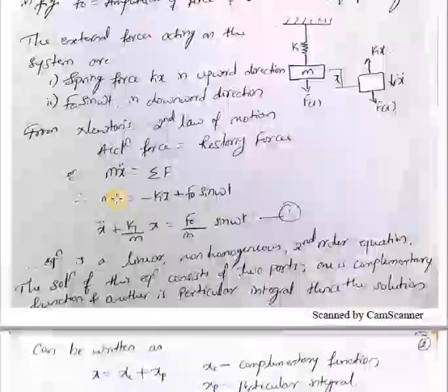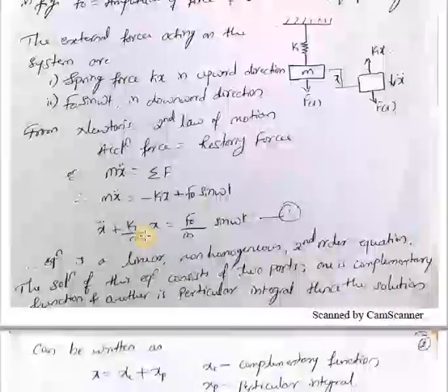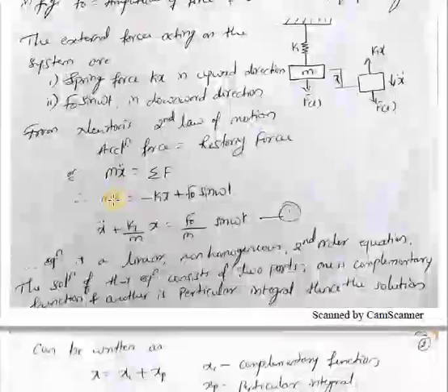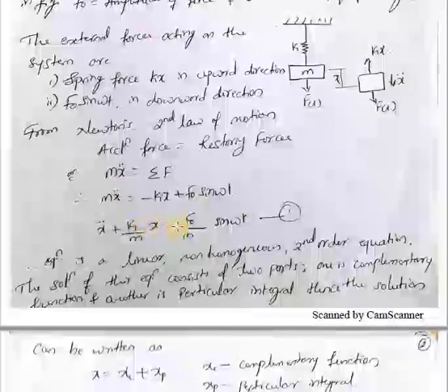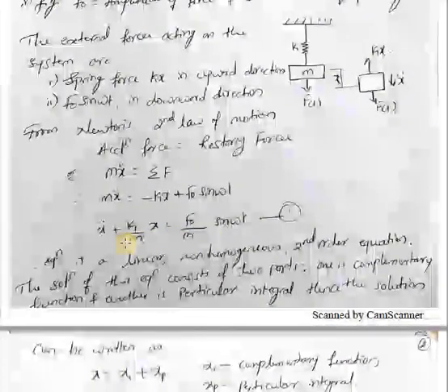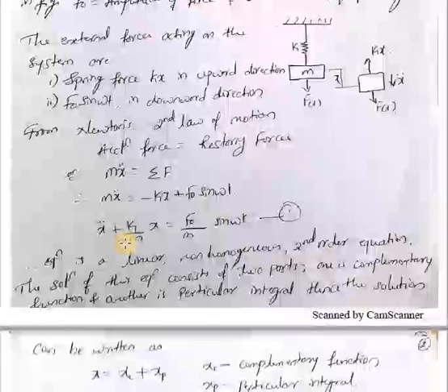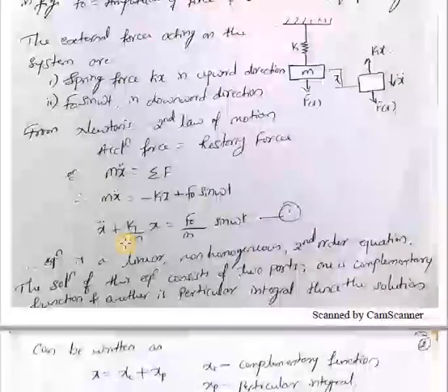If I simplify this, x double dot plus k by m into x equals, dividing the whole equation by m, F naught by m into sine of omega t. This equation is a linear, non-homogeneous, second order differential equation.